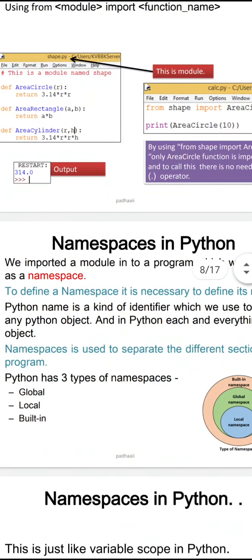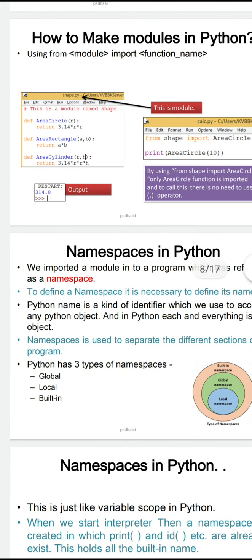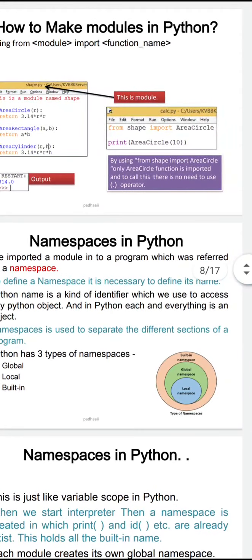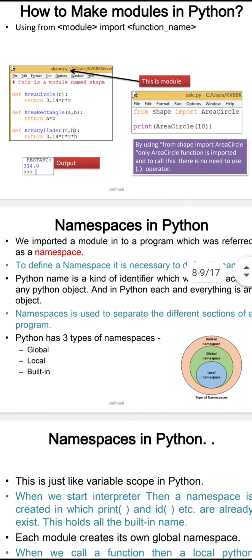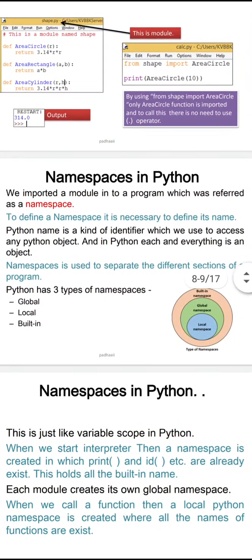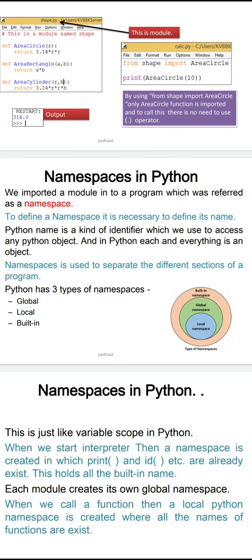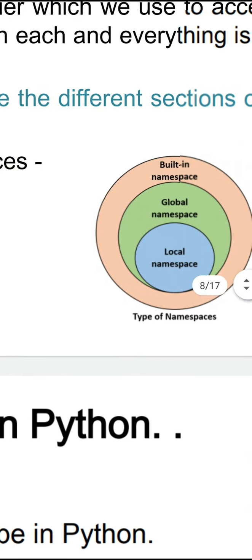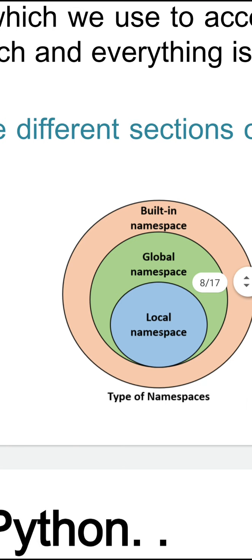Now what are namespaces? Namespaces are nothing but modules in a program which are referred to as namespaces. To define a namespace, it is necessary to define its name first. Then a Python name is a kind of identifier which we use to access any Python object. So here in this diagram, you will see these types of namespaces: local namespace, global namespace, and built-in namespace.